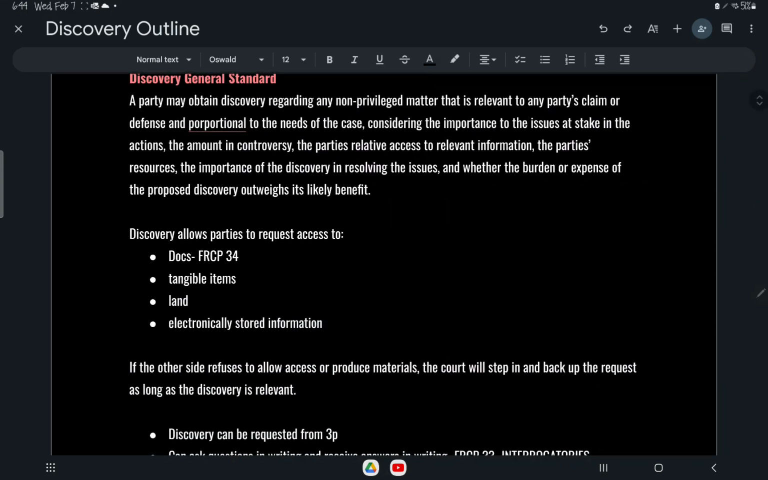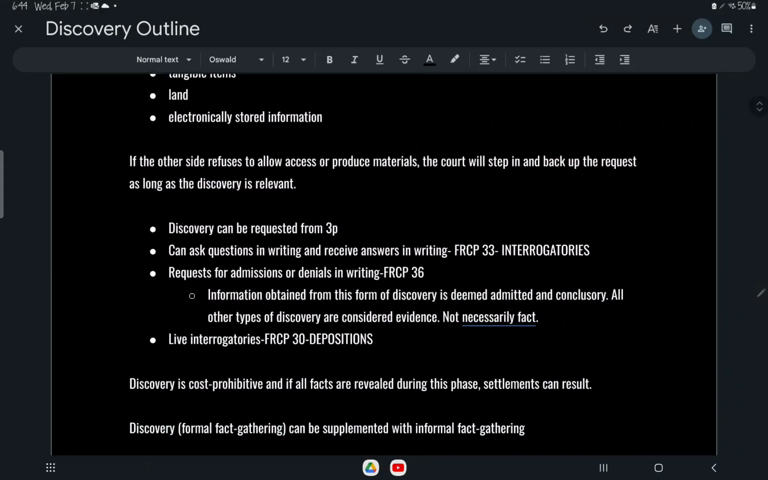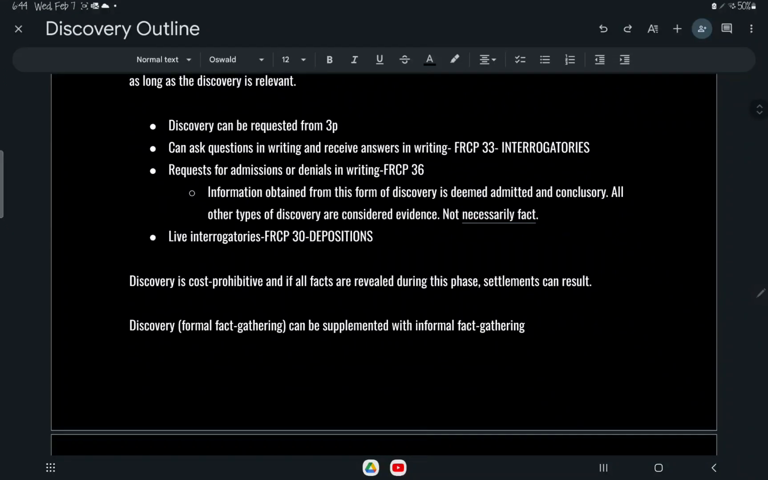Discovery allows parties to request access to documents, tangible items, land, and electronically stored information. If the other side refuses to allow access or produce materials, the court will step in and back up the request as long as the discovery is relevant. Discovery can be requested from a third party.